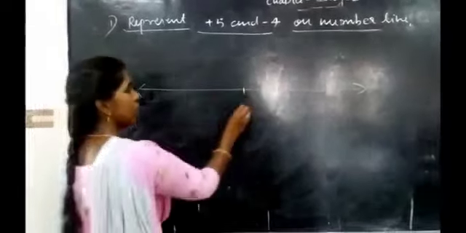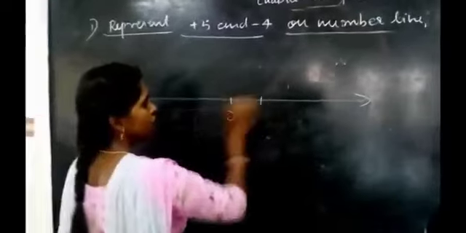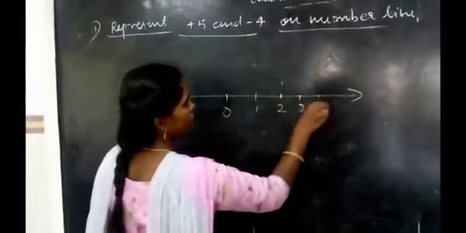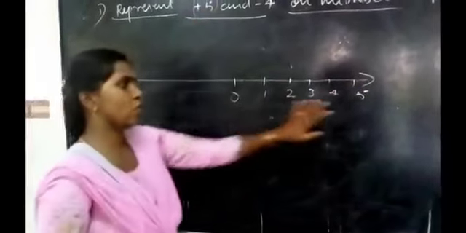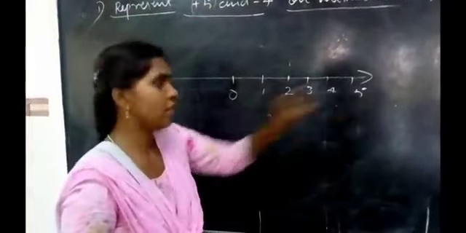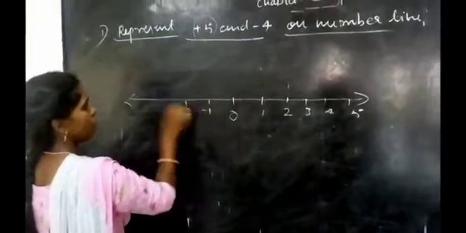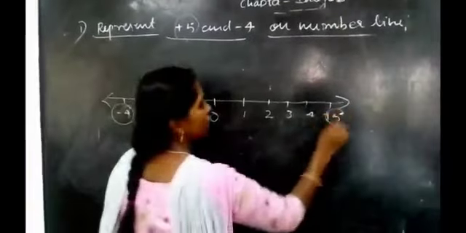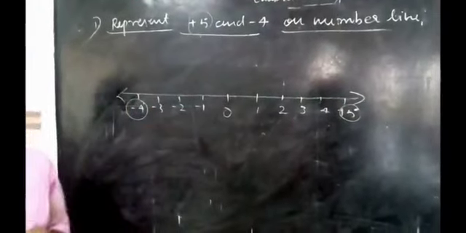So first, in the middle of the number line you mark 0, and towards the right side you write plus 1, 2, 3, 4 and 5. Because here I gave only plus 5, you can stop the numbers at 5. And next, minus 4 is given, so minus 1, minus 2, minus 3 and minus 4. So minus 4 and plus 5. Like this we can mark any integers on the number line.